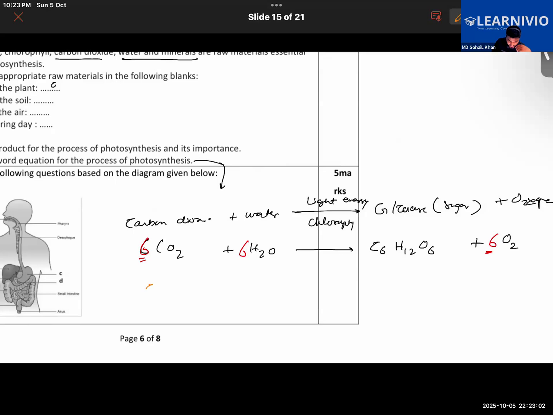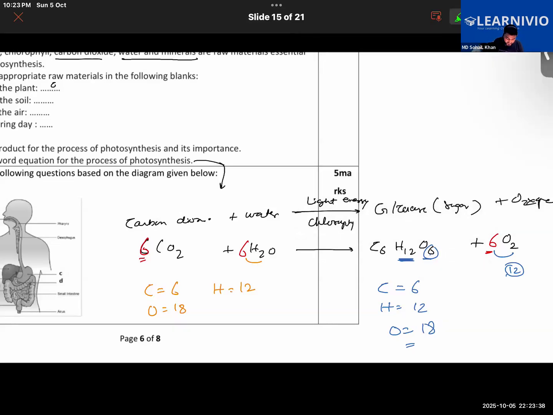Now how many carbon atoms are there here? 6. How many oxygen atoms? 6 into 2 is 12, 12 plus 6 is 18 here. How many hydrogen atoms are there? 6 into 2, 12. Are we having the same number of oxygen atoms here again? C is equal to 6 here, right? How many hydrogen atoms are there? 12. And oxygen is 6 plus 6 into 2: here you are having 12 and here you are having 6. So that is 18, 18.